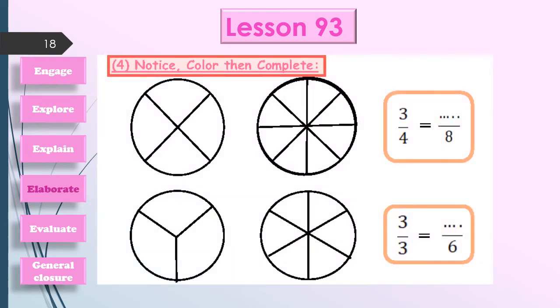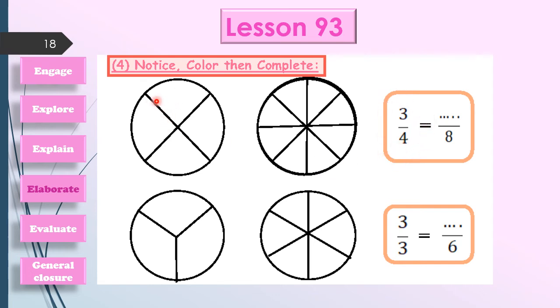Let's go to more exercises. Notes, then color, then complete. If I notice here we have a circle of the same size, and this one divided into 4 equal parts, and this one divided into 8 equal parts. If I want to color here, how many parts out of 3?